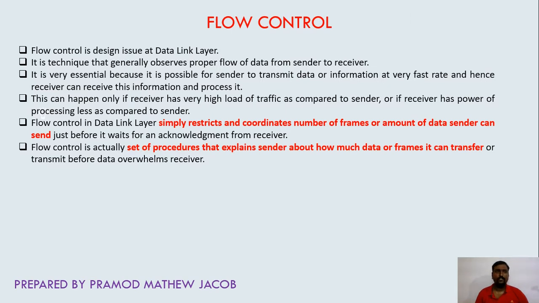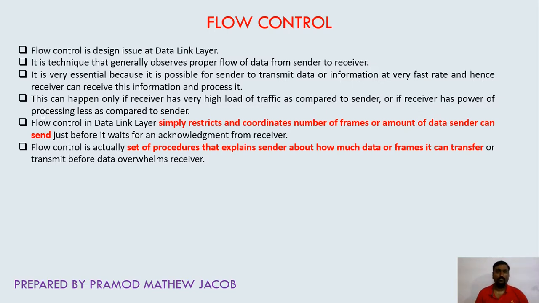Flow control is considered as a design issue at data link layer. It is a technique that generally observes proper flow of data from the sender to the receiver. It is very essential because it is possible for a sender to transmit data or information at a very fast rate, and hence the receiver cannot receive the information and process it. That means if the transmitter is sending the data at a high speed and the speed of receiving the data is comparatively lower than that of the transmitter, then it is not possible for the receiver to collect and process those data. So there should be some mechanism to control the flow of transmission.